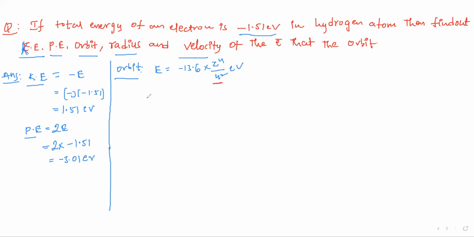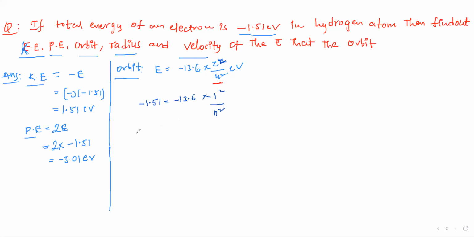So the energy is already given. What is its energy? Minus 1.51, that equals minus 13.6 into Z square here. Z square means the hydrogen atomic number 1, so 1 square, by N square. Now N is the shell, that is nothing but the orbit.